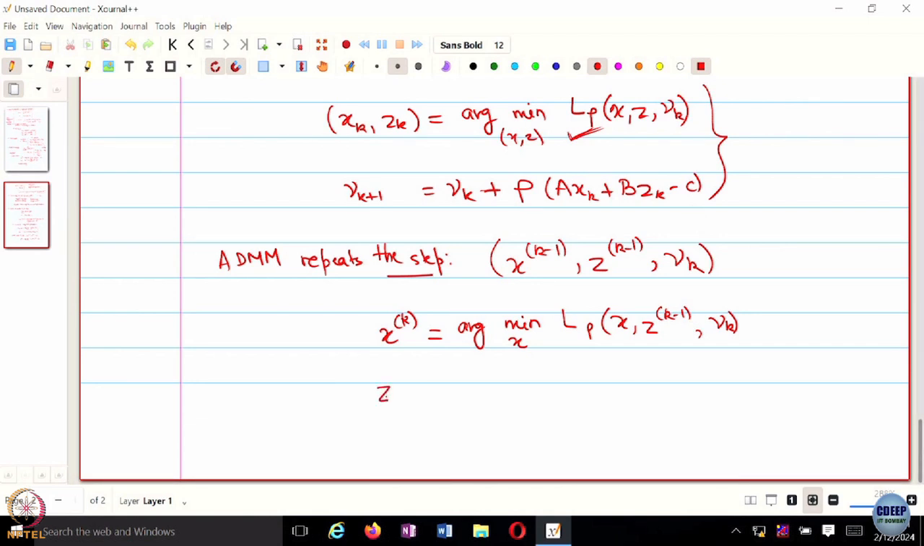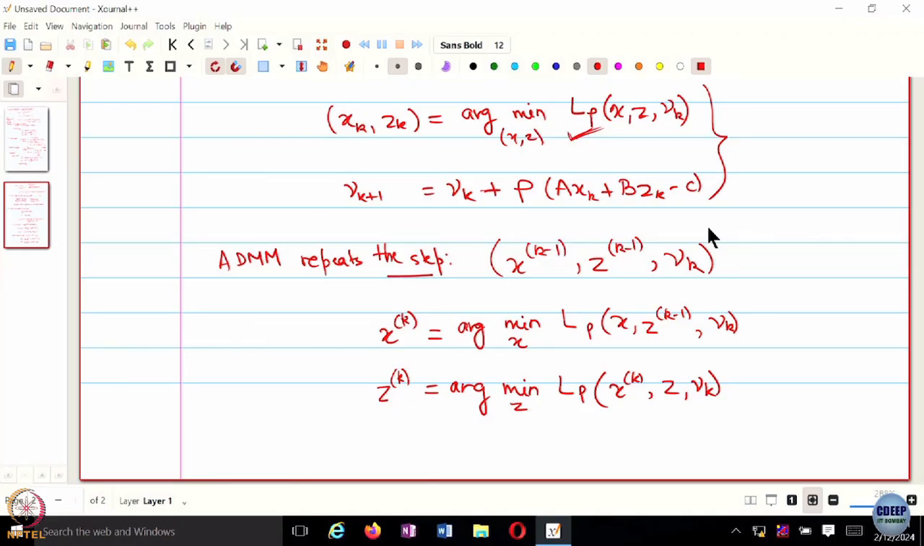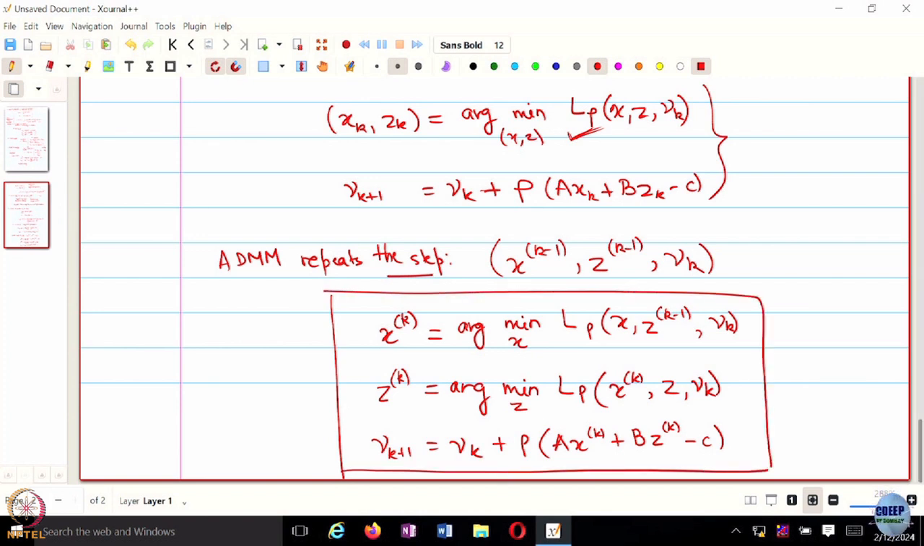Once you get your x_k, this x_k is sent over by agent 1 to agent 2, and you can get your z_k, which is argmin with respect to z of L_rho at x_k, z and nu_k. So first agent 2 exchanges its z_{k-1} to agent 1. It computes x_k and then sends this x_k to the next agent. And finally, just like in any dual decomposition, if there is a centralized aggregator, they just update nu_{k+1} as nu_k plus the residual. Is this clear?